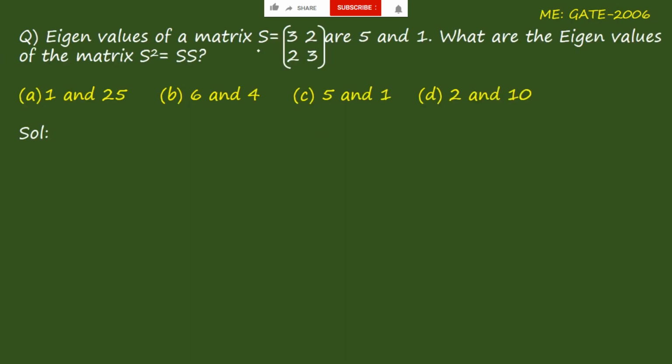The question is, eigenvalues of a matrix S are given as 5 and 1, right? What are the eigenvalues of matrix S square? It is asking. The general thing that we know is nothing but if lambda is an eigenvalue of a matrix A, then lambda square are the eigenvalues of A square, right? Now instead of A they are given as S. So they are given that 1 and 5 are the eigenvalues of S. Then 1 square comma 5 square are the eigenvalues of S square. So eigenvalues are nothing but 1 comma 25, right? So answer is option A.